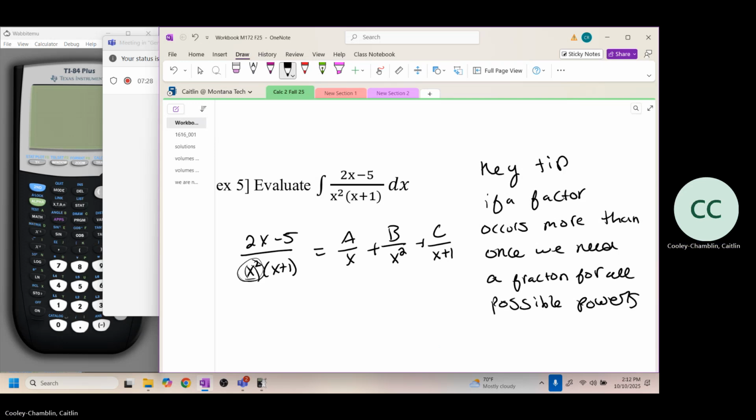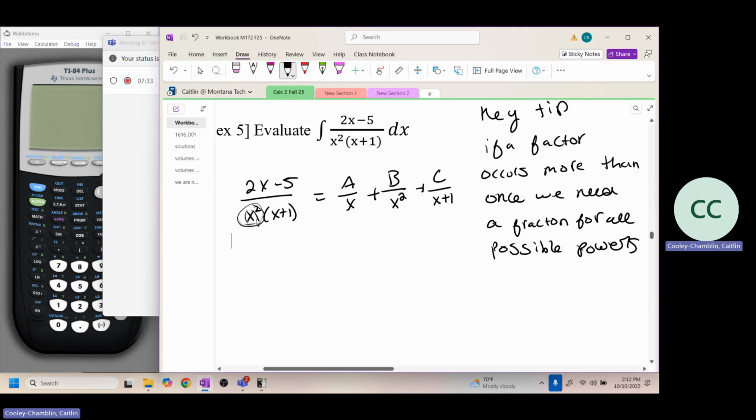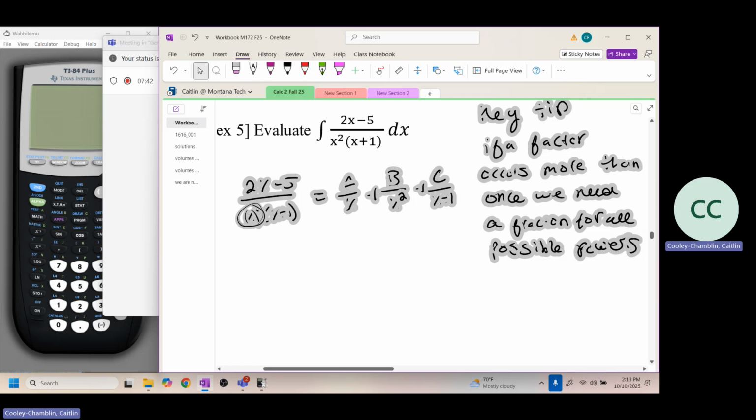Okay. So now that we have this, I'm going to multiply both sides by my denominator.